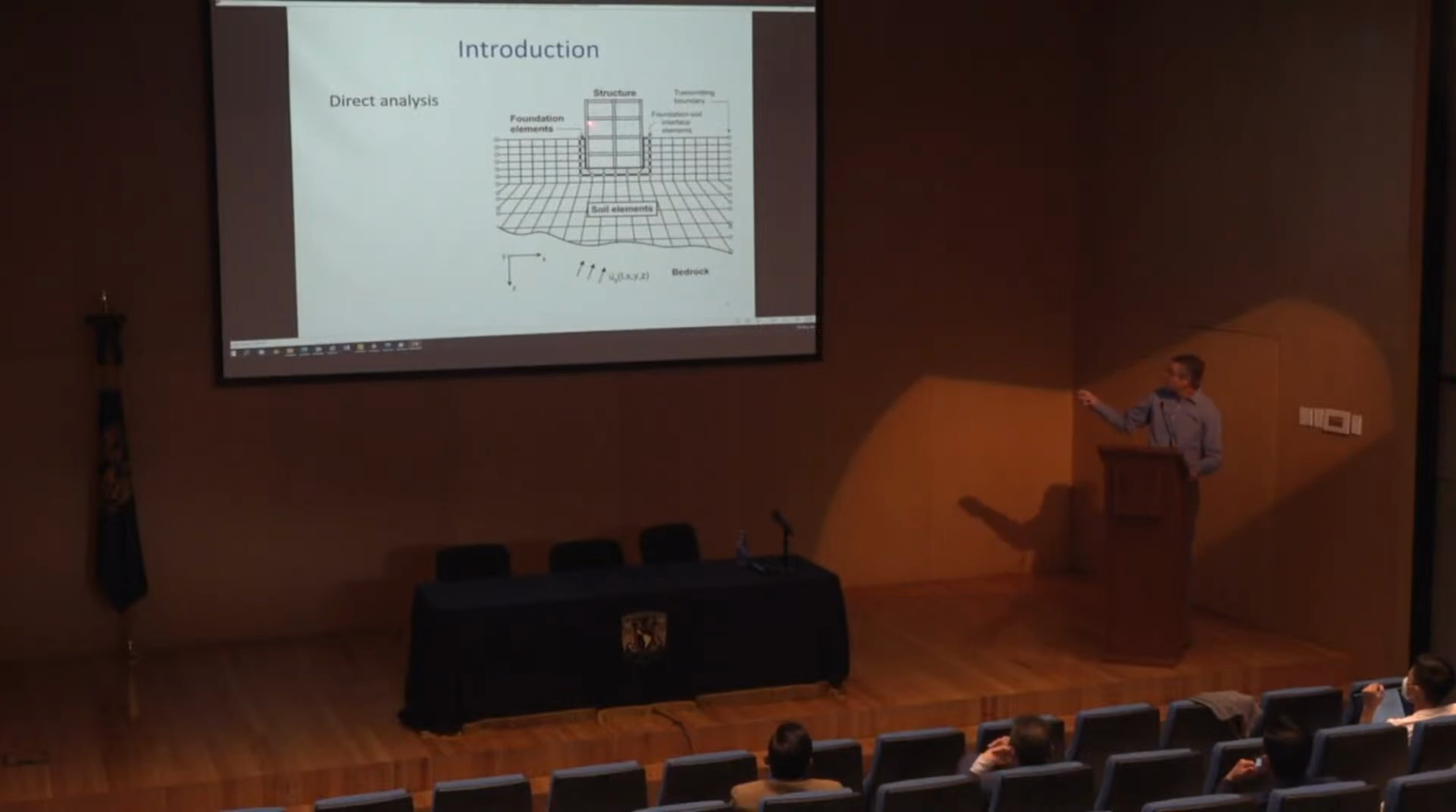So what we're looking at here, this is a wall. There's actually a structure attached inside. These are the soil elements around it. You have some kind of transmitting boundaries out here, and then you have a three-dimensional wave field that's coming in to this system. And so if you analyze this complete soil structure interaction system, there will naturally be pressures that develop against the wall, and that's a direct analysis.